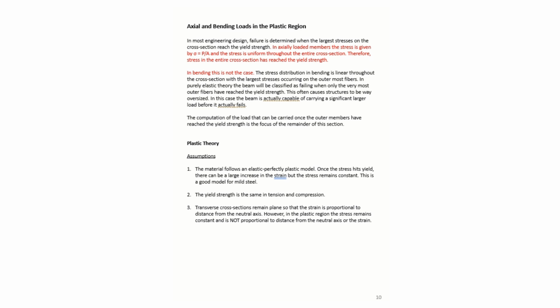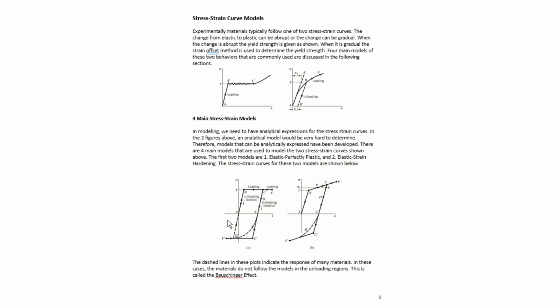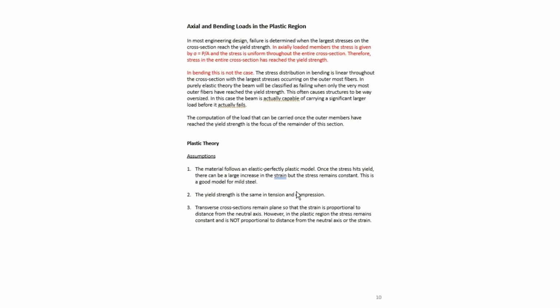So to start off with, let's talk about our assumptions. Our first assumption is that the material follows an elastic, perfectly plastic model. So going back to the analysis that we've talked about, that is this case here, where the material would be elastic and then perfectly plastic, or go horizontal. So once we hit the yield strength, there's no more increase in stress, but there's an increase in strain. So that's probably the largest assumption.